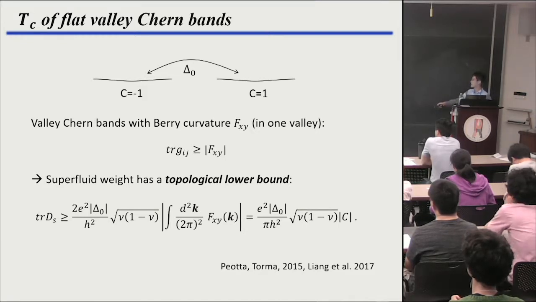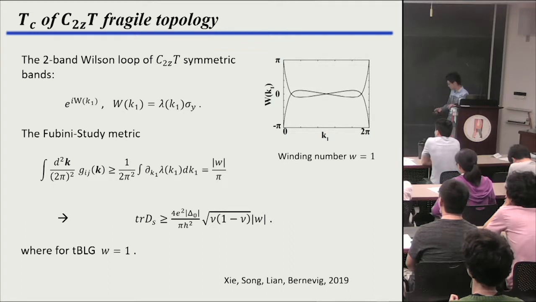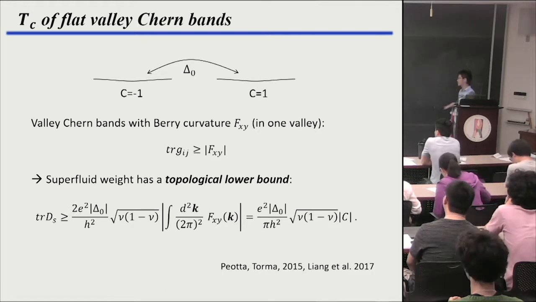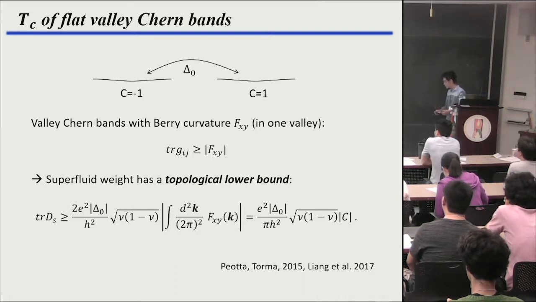If it's an isotropic system, then the trace of D_s is just two times D_s in each direction. So this shows that if you have a topological flat band, you should have some non-zero lower bound on your superfluid density, and as a result, you get a non-zero Tc.